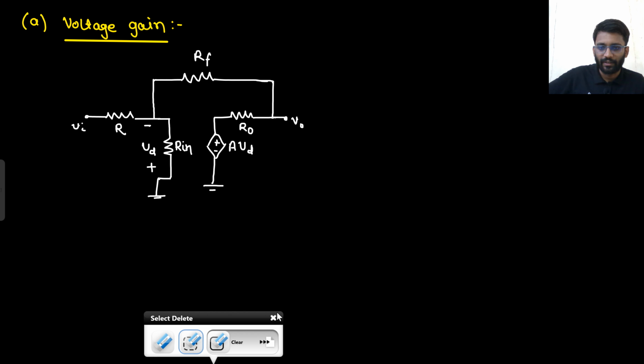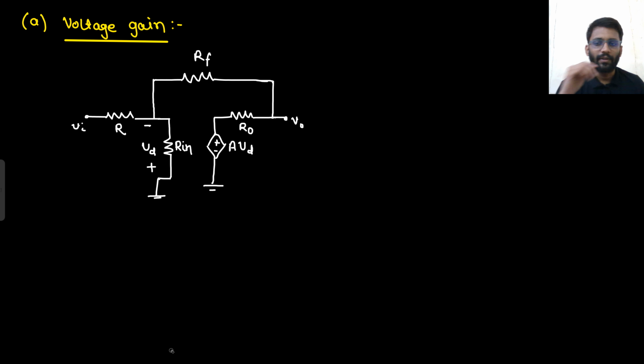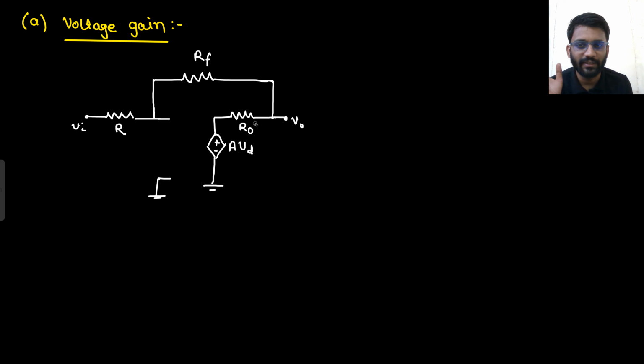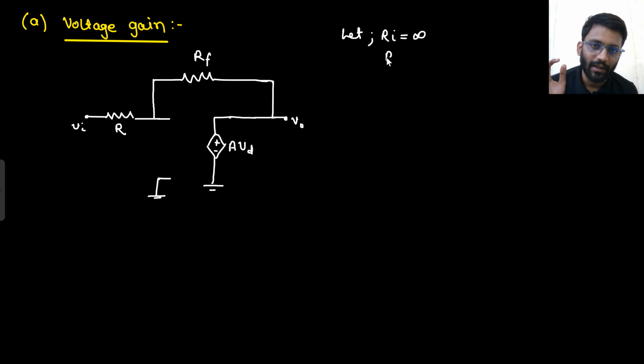Right, so this is what we are getting. Now let's just remove this VD for now. Okay, so your target is to calculate V node by V in. Again, the assumption I am going to make is Rin is infinity. If I am calculating V node, Rin is infinity and R naught is 0. These are the assumptions I am taking.